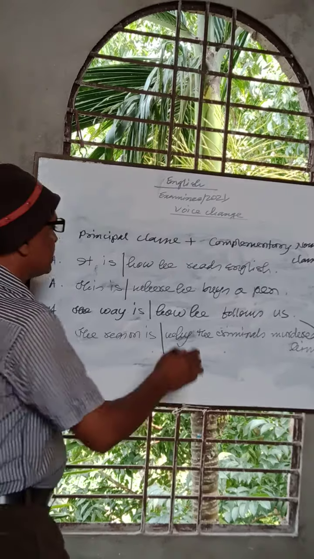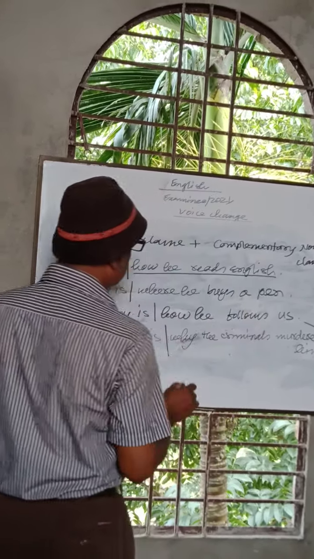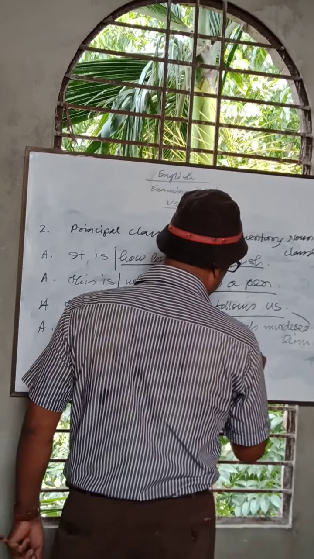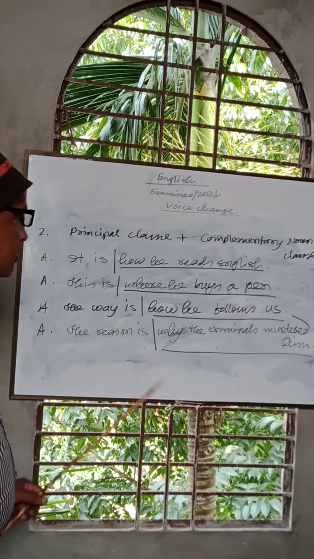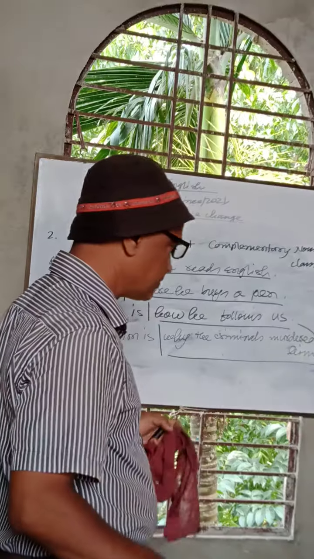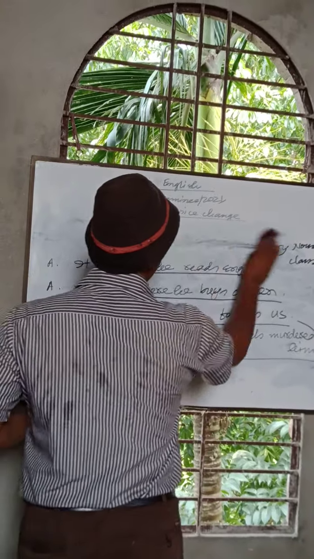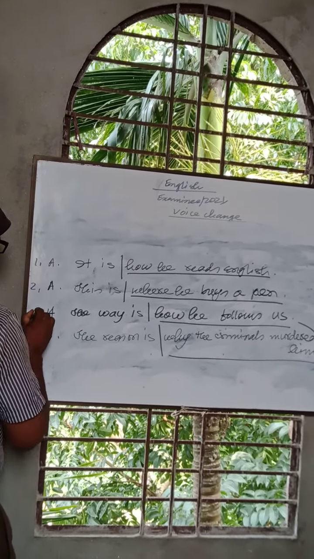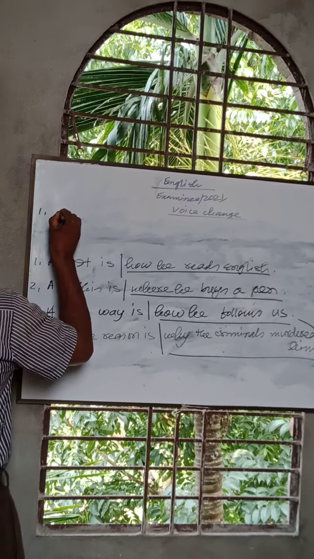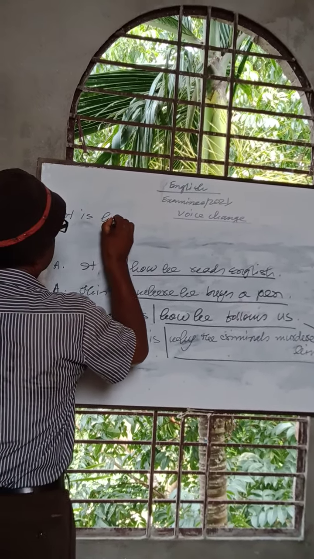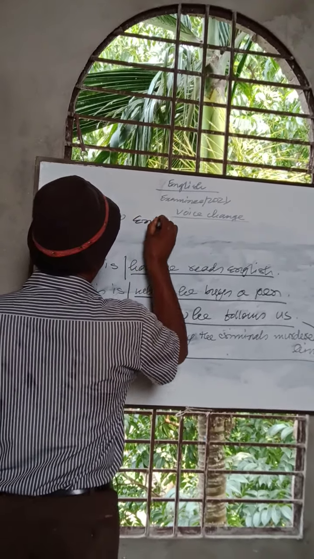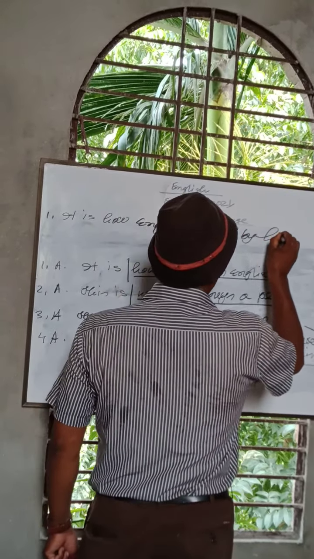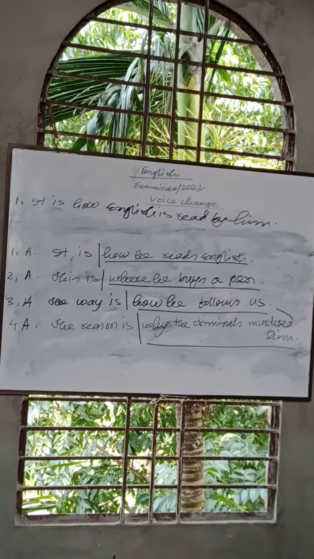Okay, now we should change the voice here. Clear? Now change the voice of them. One, two, three, four. Number 1. It is how English is read by him.